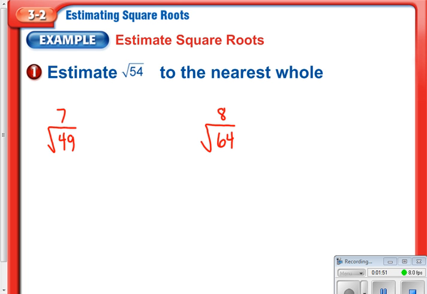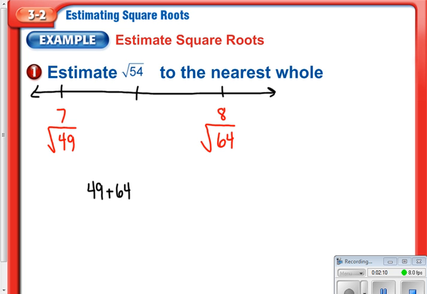I'm going to put this on a number line here. Here's 8, here's 7. Now, I always like to find that middle number right there. In order to figure out that middle number, you're going to add 49 plus 64. You'd come up with 113. Divide that by 2, and we wind up with 56.5. Now, the square root of 56.5 would be that middle number, which would be 7.5.